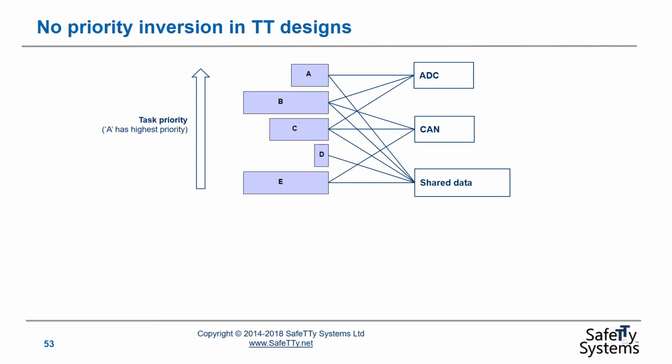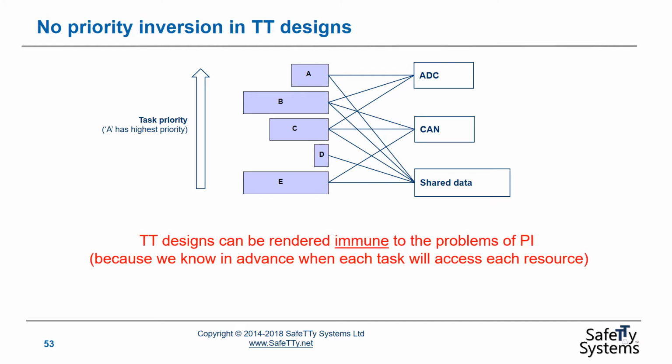Essentially, because the task sequence is scheduled in advance, we can completely remove the problem of priority inversion in a TT design. So we render it immune to the problems of priority inversion in a TT design.